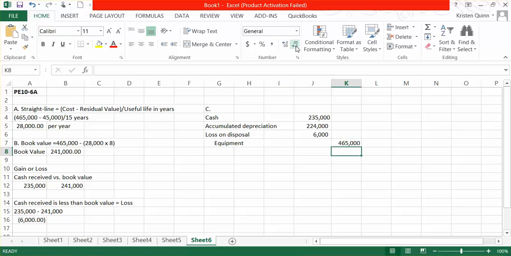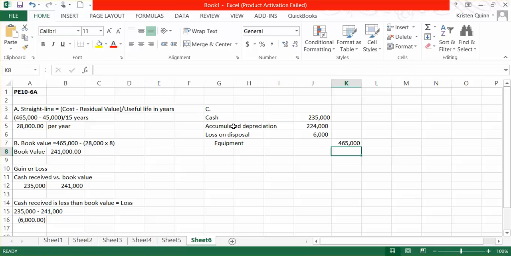Please remember when you're doing this, make sure you eliminate the accumulated depreciation. Do not just record a credit to equipment for the book value, in this case of $241,000. That would be incorrect because that would still leave value in our equipment account as well as value in our accumulated depreciation account.